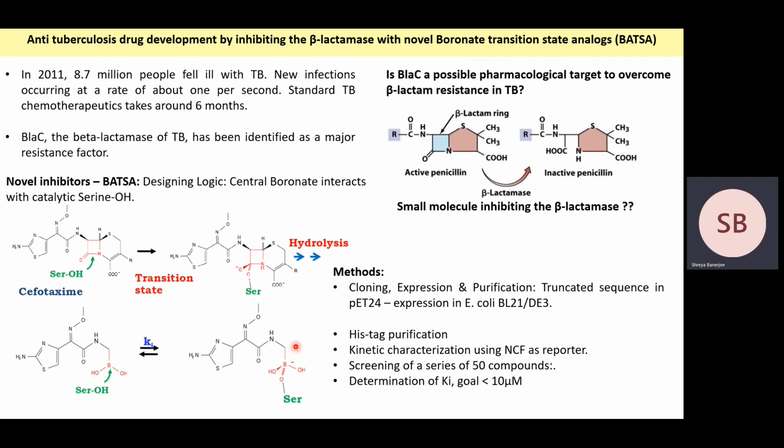So what is done is that in the beta-lactamase, the cloning, expression, and purification is done. And then the kinetics is studied using this boronate BATSA ligand. And several BATSA compounds are screened to find a binding of less than 10 micromolar, because that is what is minimum required to inhibit the beta-lactamase.